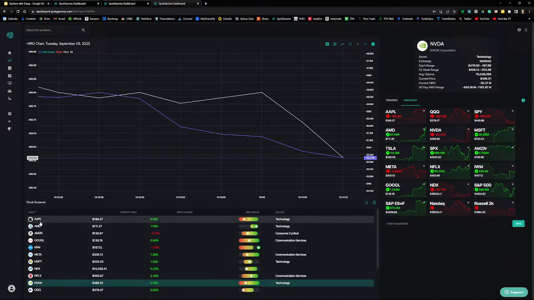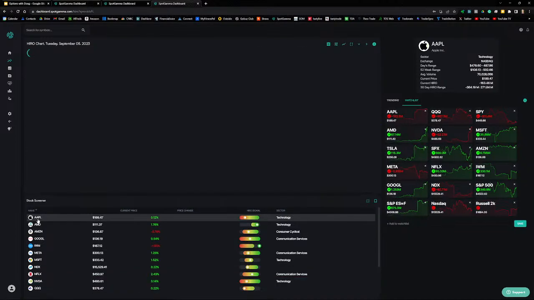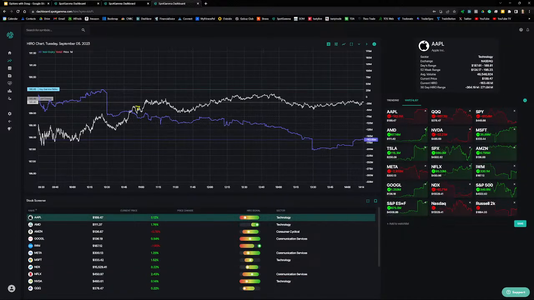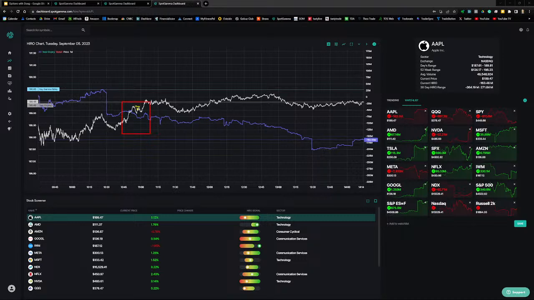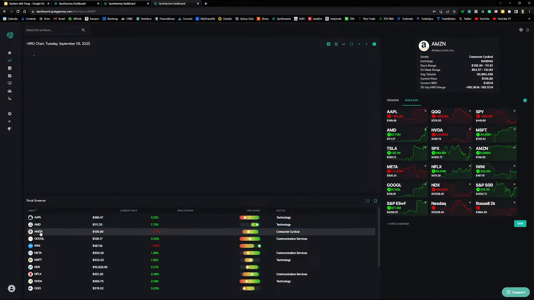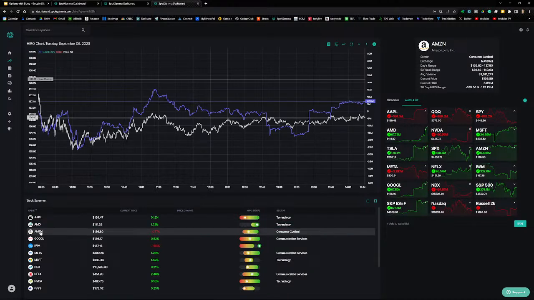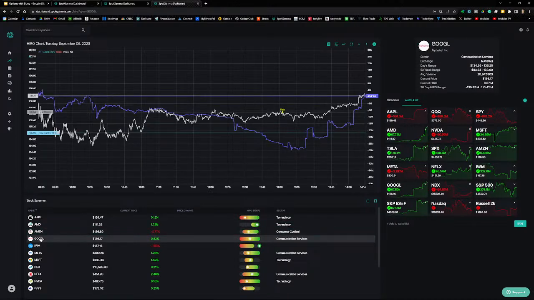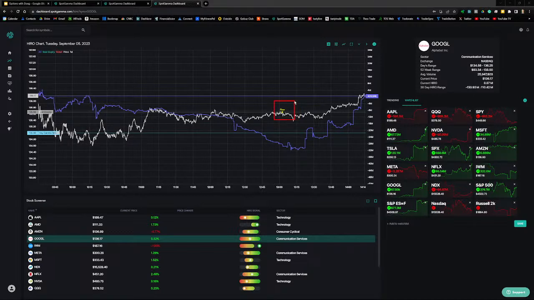So we can just run through all the stocks on my watch list. So here's a flow alert for Apple, for example. AMD, no alerts. Amazon, no alerts. So here's one flow alert in Google. This may be hard to see. I think they're going to do something about that.